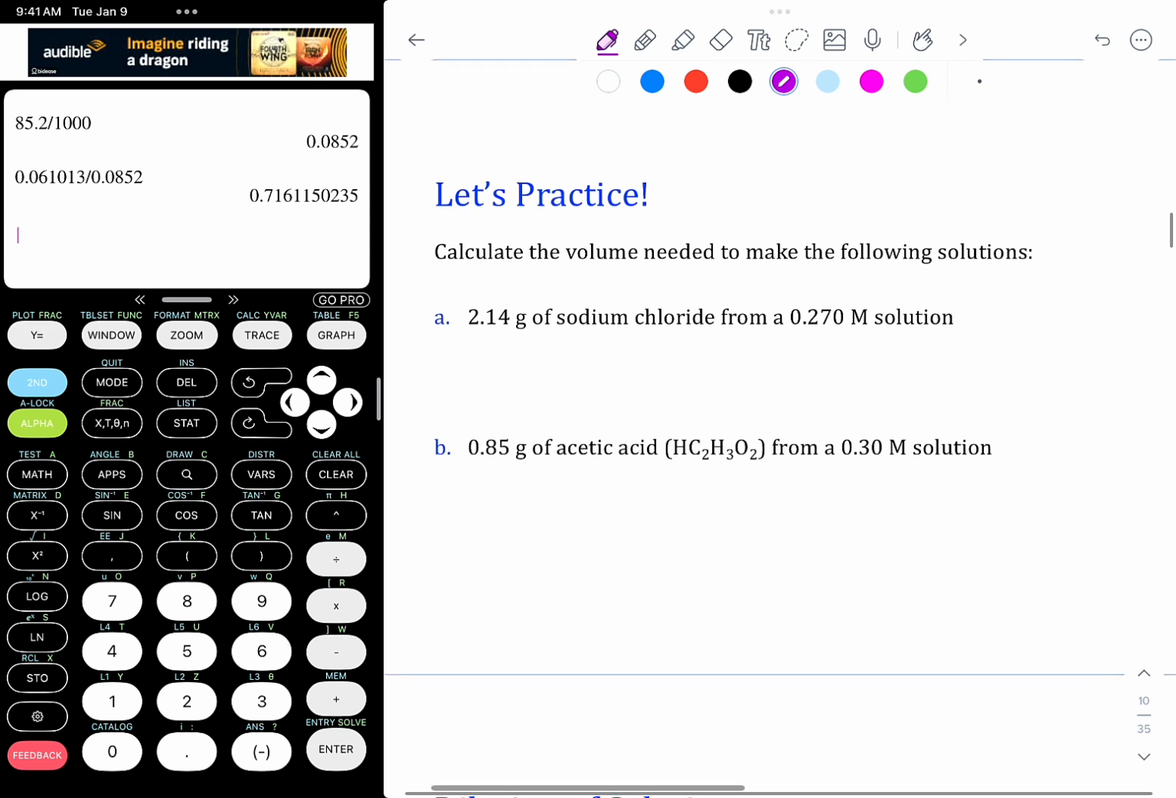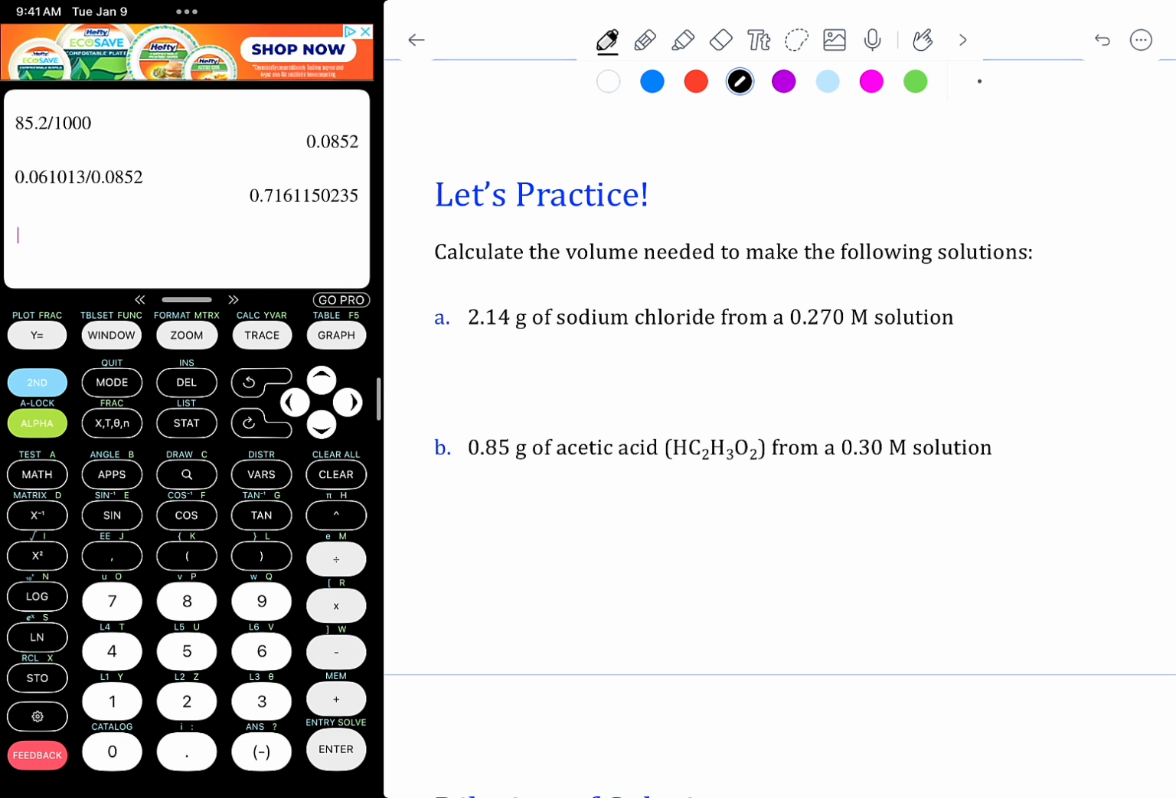For our next set of problems, we want to calculate the volume needed to make the following solutions. So I give you the concentrations as well as the masses, and now we want to find the volume. Again, I will give you the molar masses. NaCl is 58.44 grams per mole, and our second one, acetic acid, is 60.052 grams per mole. I did not specify what volume unit I wanted, so let's just go to liters and avoid the conversion. So pause your video and try these two problems.